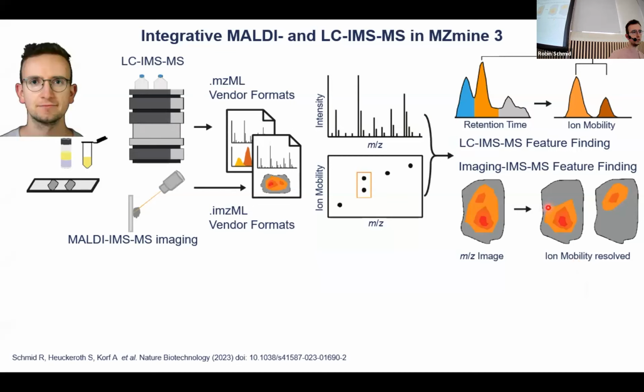And that's also something that was one of the main topics in the MZmine 3 paper, because we were then able to align a multi-imaging data set, so spatially resolved images, and use the fragmentation data that we get from the LC experiments to identify compounds in a better way, with higher confidence.